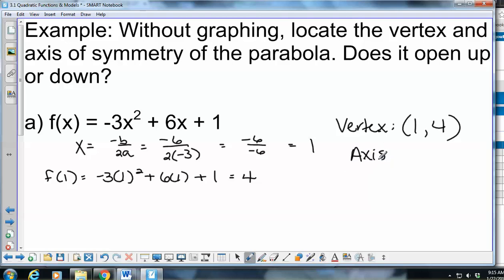So what is the axis of symmetry? X equals 1. It has to be an equation because it is a line. It's vertical, so it's x equals 1.